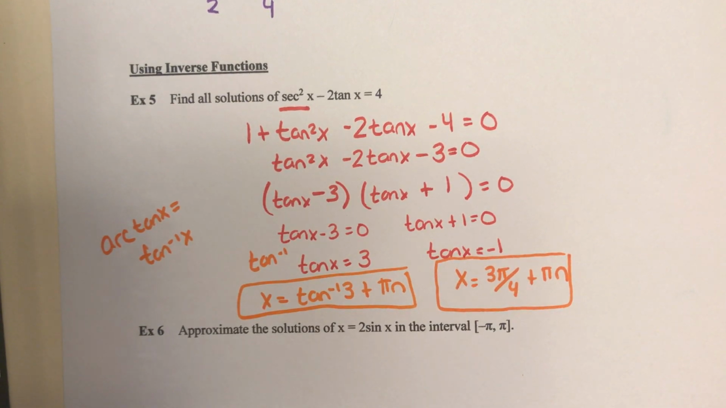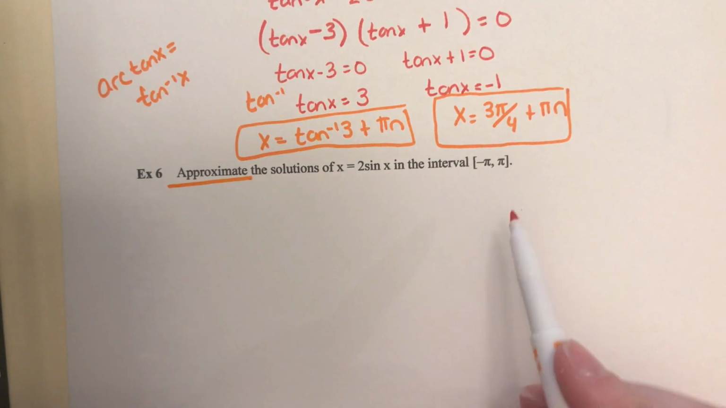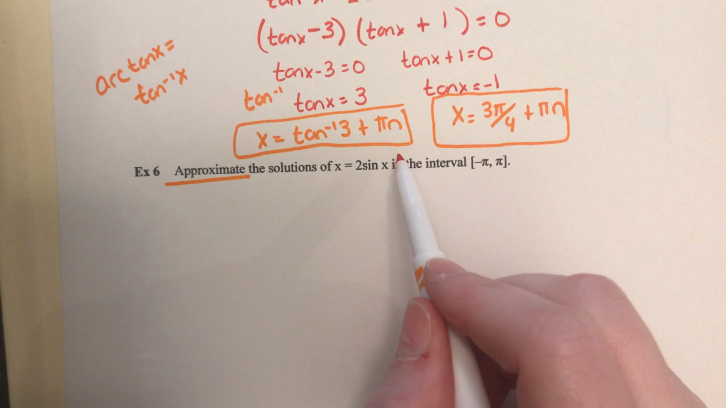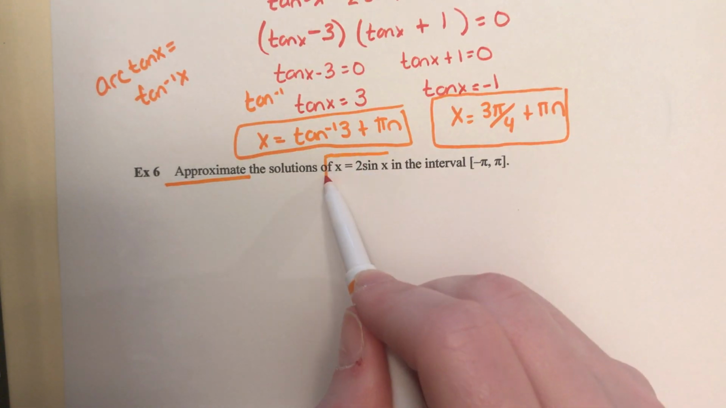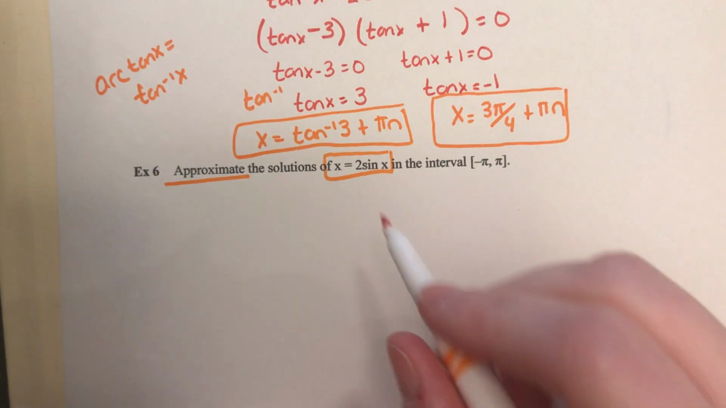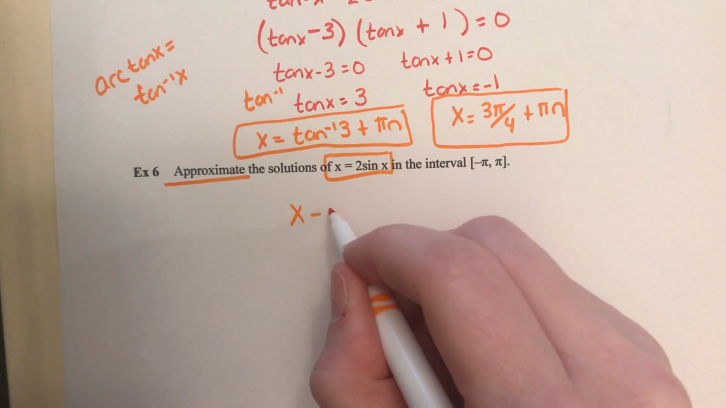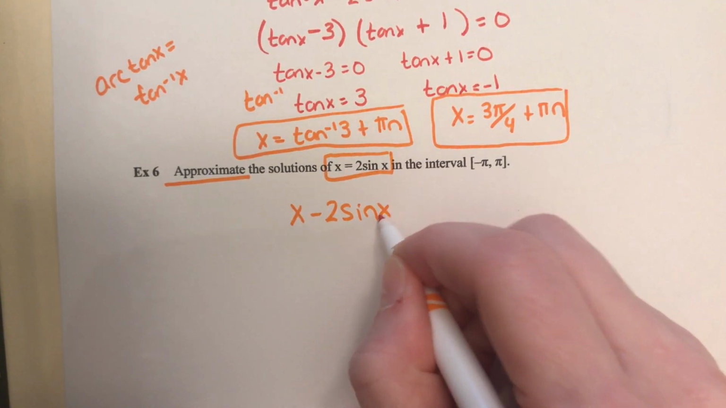So we're actually going to do an approximate answer for this last question. It says approximate the solutions of x equals 2 sine of x in the interval from negative pi to pi. So for this one, we're going to want to graph this because that means we can get a decimal. And make sure your calculator is in radians. Now, to graph this, there's no y. So what I'm going to do is I'm going to move everything to one side. So we would have x minus 2 sine of x equals 0.